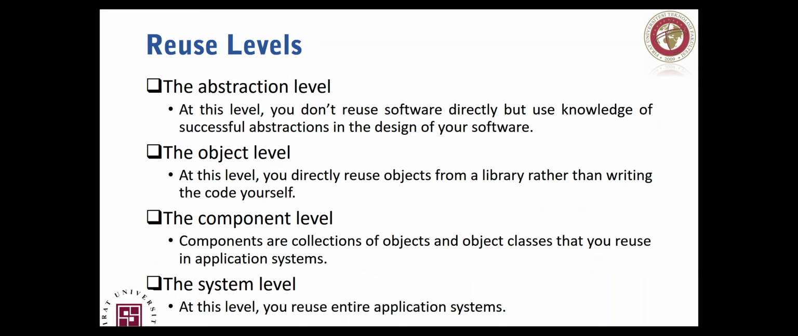What kind of reuse levels do we have? The first one is the abstraction level. We don't exactly use codes in this case. We use a way to create codes. So we are using here in this case knowledge. So we reuse knowledge. So the knowledge is being reused in this case and not any other thing.